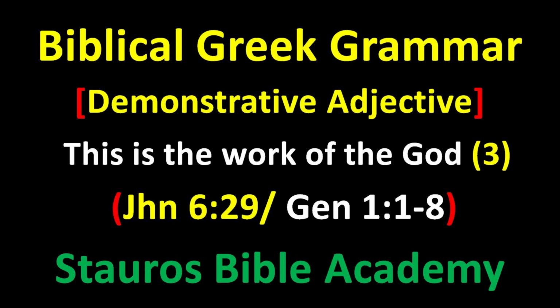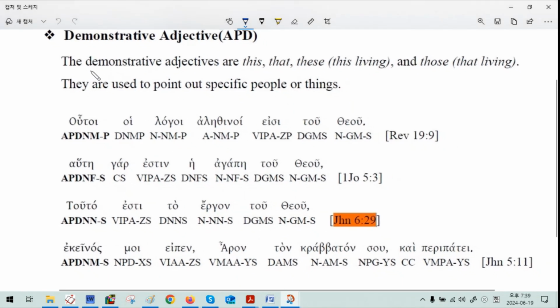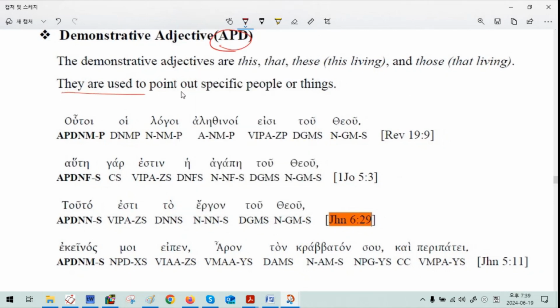Today, we continue to study Greek grammar. As you see on the screen, we are studying the demonstrative adjective. We call that APD here in the parsing code, and they are used to point out specific people or things. So, all APD showing up right here.